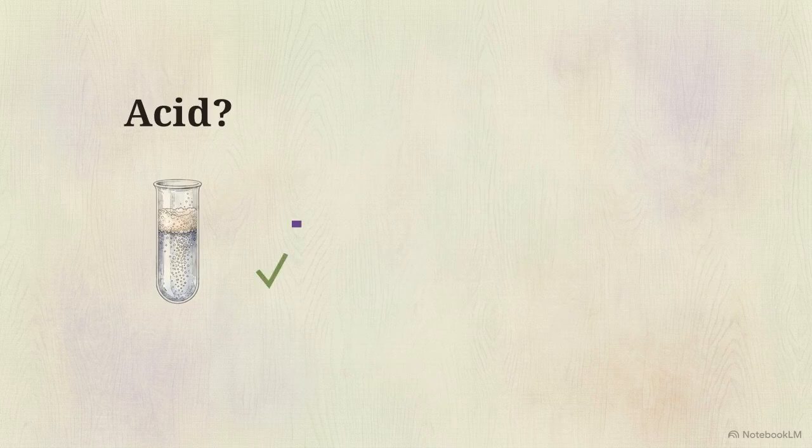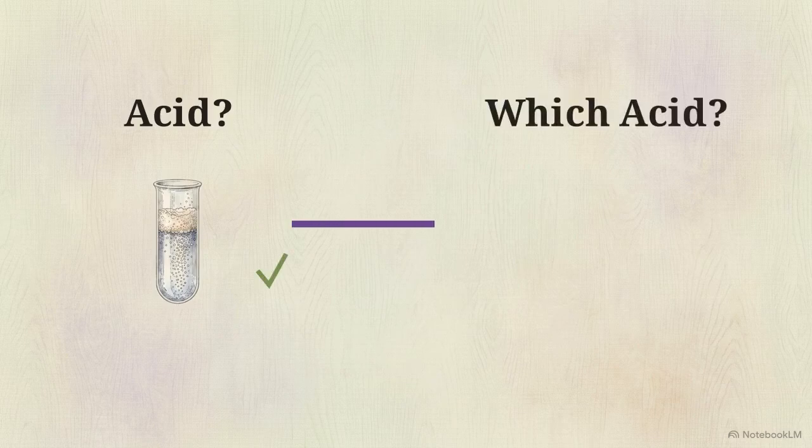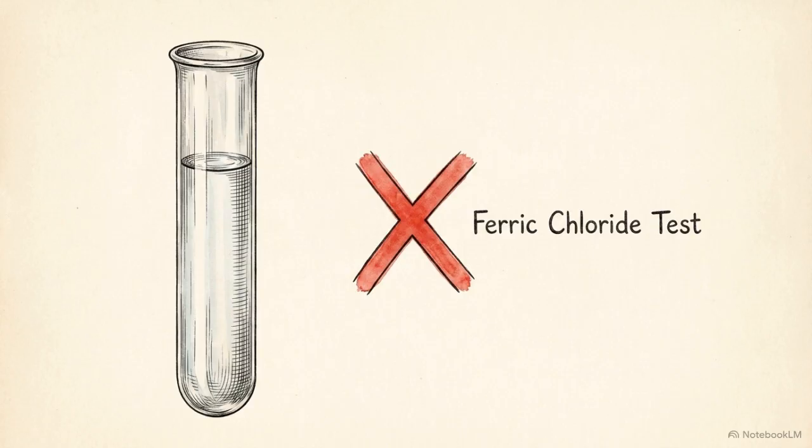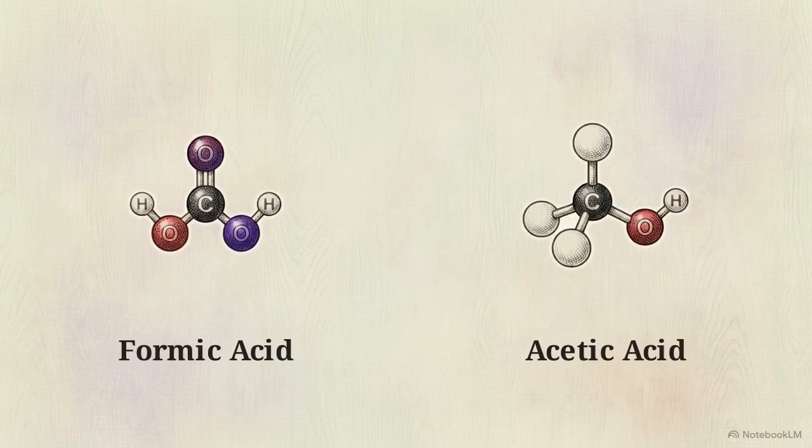These two laboratory tests operate as a sequence filter. The bicarbonate effervescence proves you are dealing with an acid. The ferric chloride colors determine exactly which acid it is. Now consider an aliphatic compound like formic acid. It doesn't yield a distinct color with ferric chloride. Pause and ask yourself, what unique structural feature separates formic acid from acetic acid?